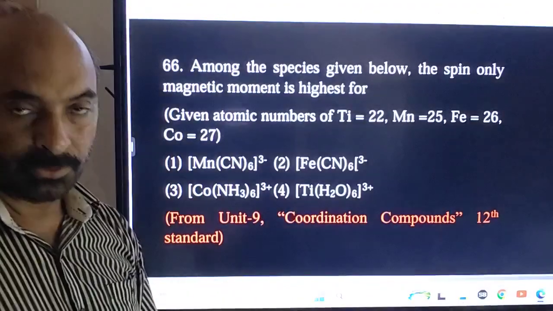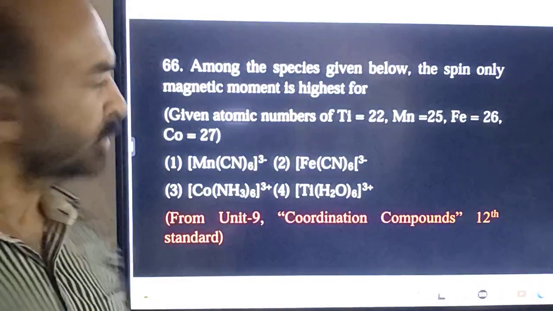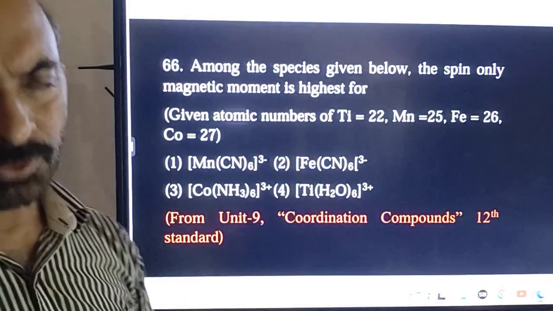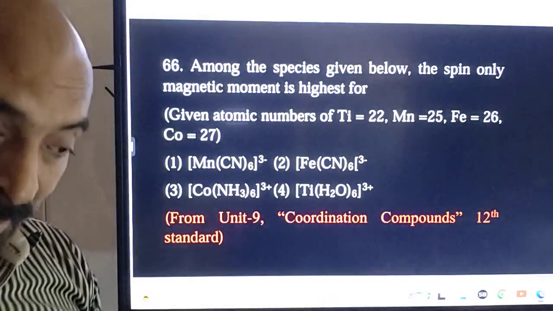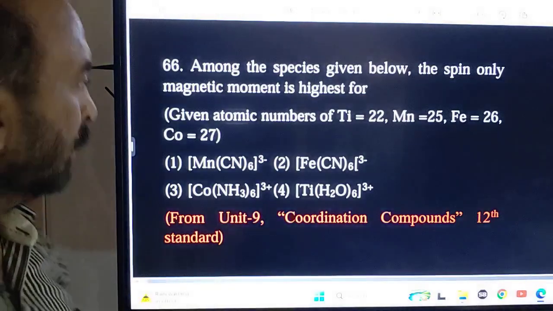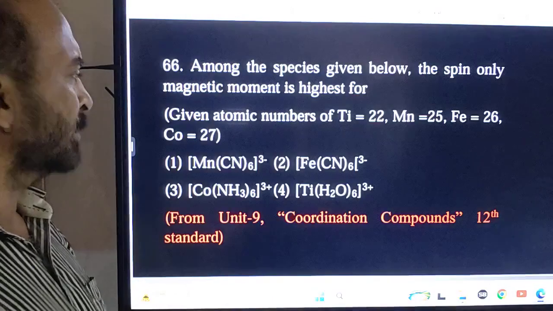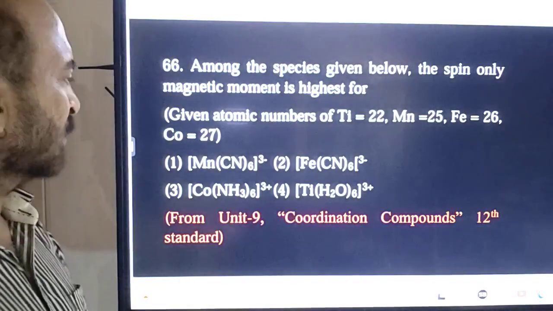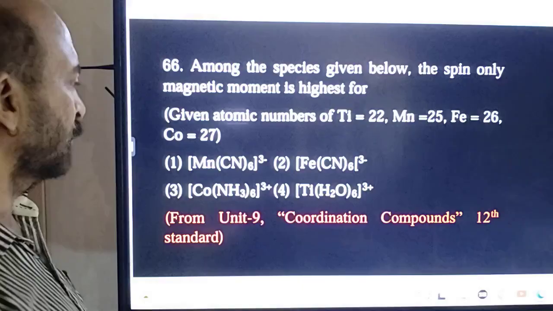The next question is 66. This can be said to be from coordination compounds. It is regarding the magnetism shown by different complexes, which in turn depends upon the number of unpaired electrons in that complex molecule. Among the species given below, the spin-only magnetic moment is highest for, given atomic numbers of titanium, manganese, iron and cobalt are respectively 22, 25, 26 and 27.